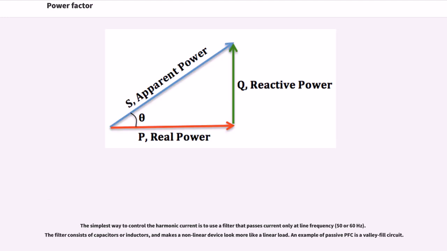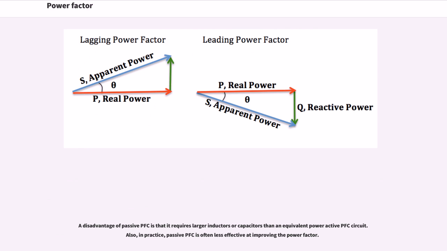The simplest way to control the harmonic current is to use a filter that passes current only at line frequency. The filter consists of capacitors or inductors, and makes a nonlinear device look more like a linear load. An example of passive PFC is a valley fill circuit. A disadvantage of passive PFC is that it requires larger inductors or capacitors than an equivalent active PFC circuit. Also, in practice, passive PFC is often less effective at improving the power factor.